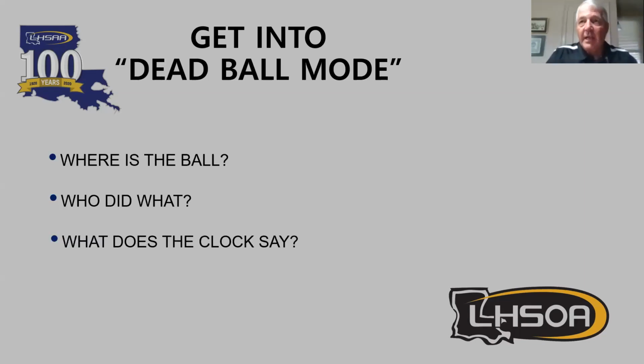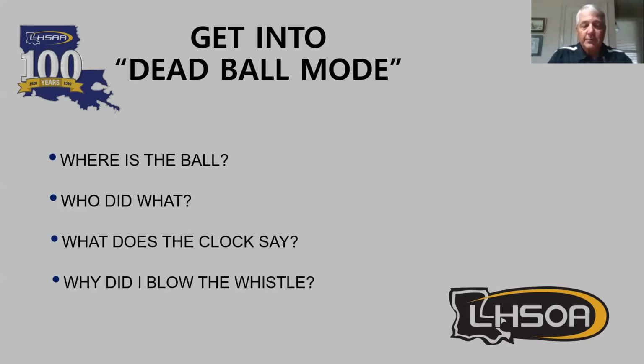What does the clock say? Whistle sounds, everybody should be glancing at the clock. Did it stop? Where is it when it stopped? So that we know what to do. And last but not least, if you blew the whistle or your partner did, the information comes out. Why did I blow the whistle? Travel, double dribble, foul, end of period. What happened so we know what to do next?